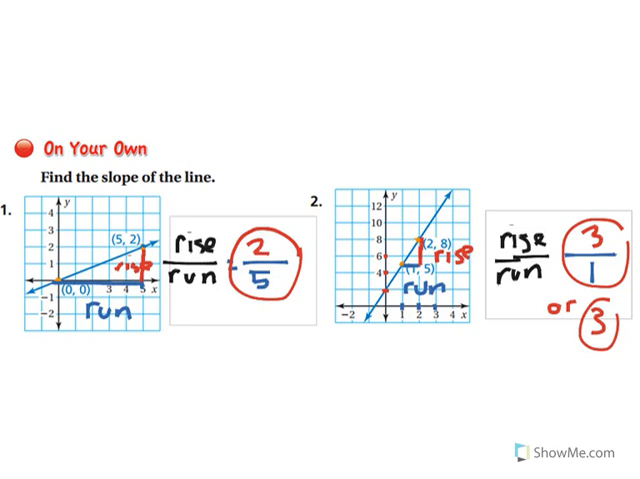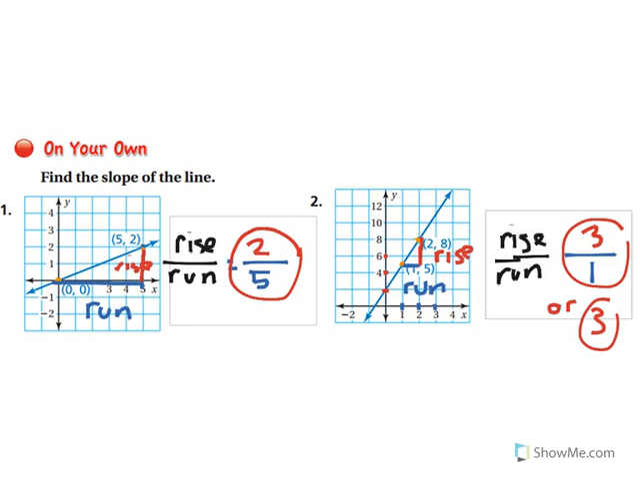I like to always think of my slope as a fraction, and not as a whole number. I always like to think of it as a fraction because that way you can always think of the relationship between the rise and the run. If you write it as a whole number, you may not always think about what that relationship really means. Just something to think about.